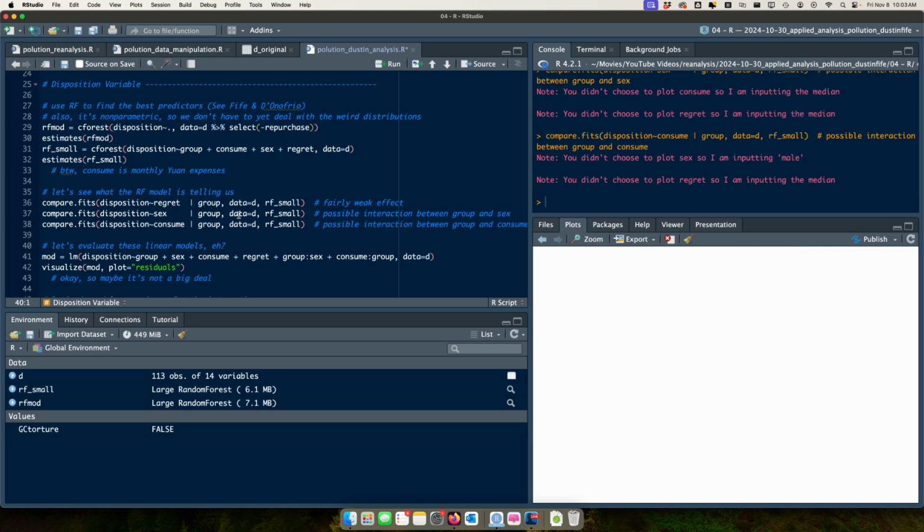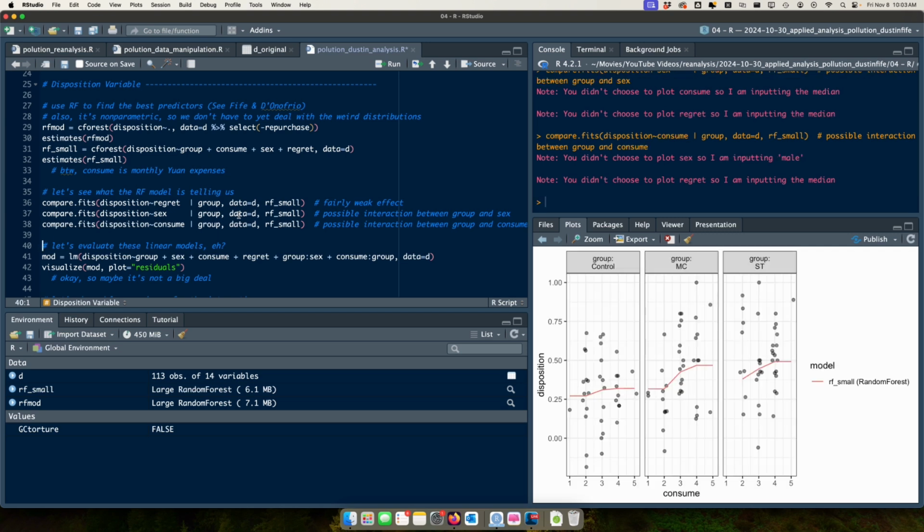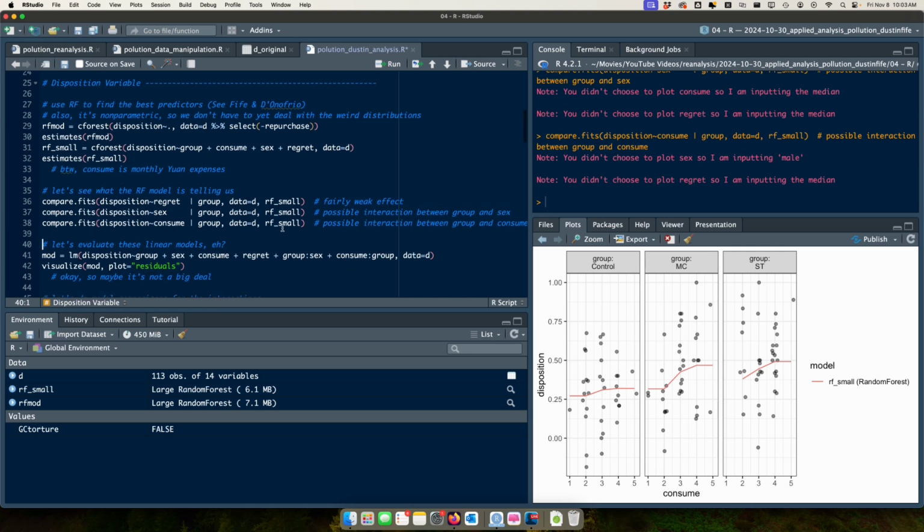And then if we look at consumption or income, we see possibly an interaction. The relationship between consumption and disposition for the control group is fairly flat, but it's much steeper in the two pollution groups. All right. So at this point, I know I'm going to model, or at least try to model, interactions between group and sex, as well as between group and consumption. And I'm going to try to evaluate whether regret is an important predictor.